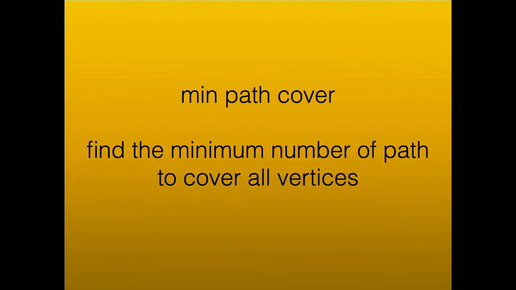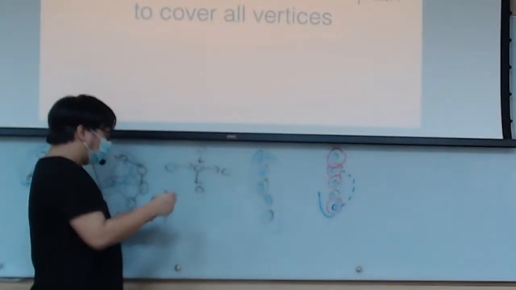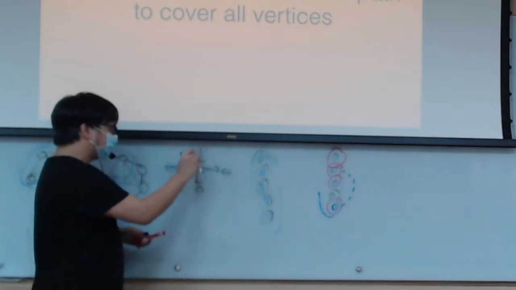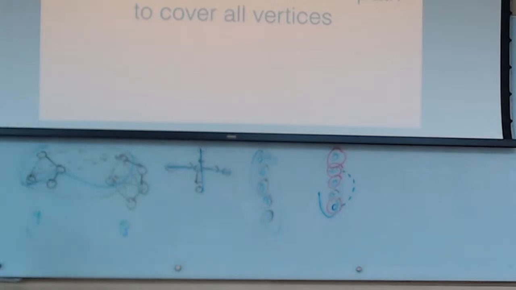Okay, now let's talk about minimum path cover. Again, some of you have probably known this, but let's say we have a directed graph, and we want to find the minimum number of paths to cover all vertices. And let's say the paths can be overlapping. So let's say if there is this graph, you can do this and you can do this. So it's only two paths required, right? Okay. So how do you solve this?